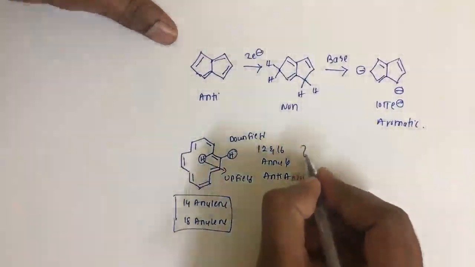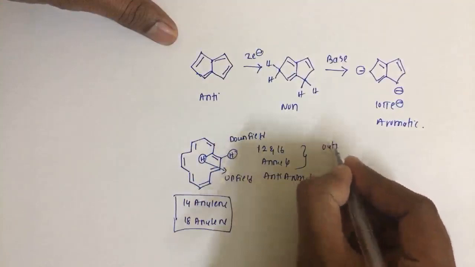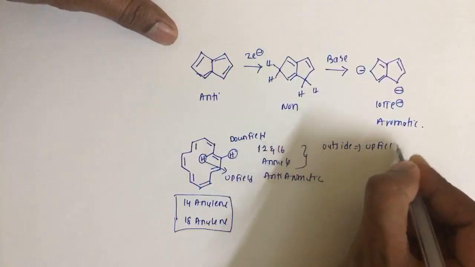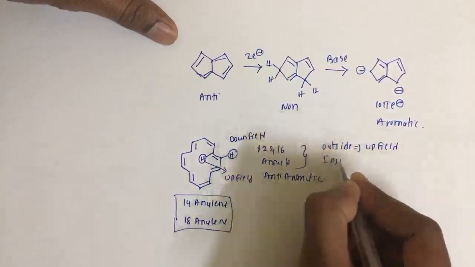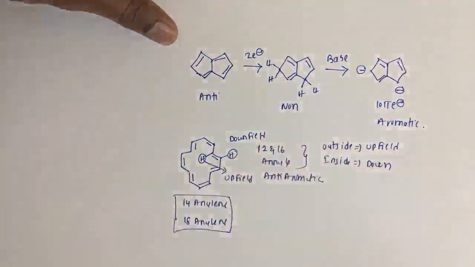Whereas for anti-aromatic annulenes, the outside protons will be upfield and inside protons will be downfield. So these points you have to remember.